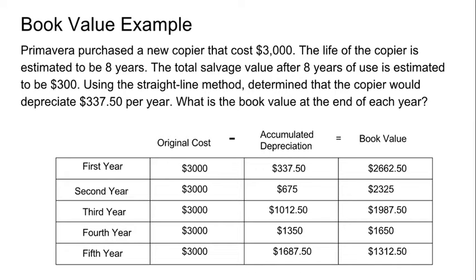$1,312.50. So if we were to do this for all 8 years, our book value should be the same as our total salvage value after its estimated life. So since our estimated life for the copier is 8 years, at the end of 8 years, if we were to do this table for 8 years, then our book value should be $300 at the end of 8 years.